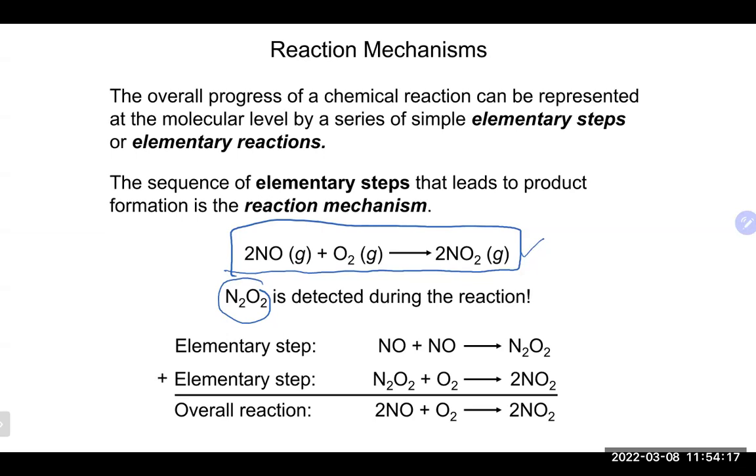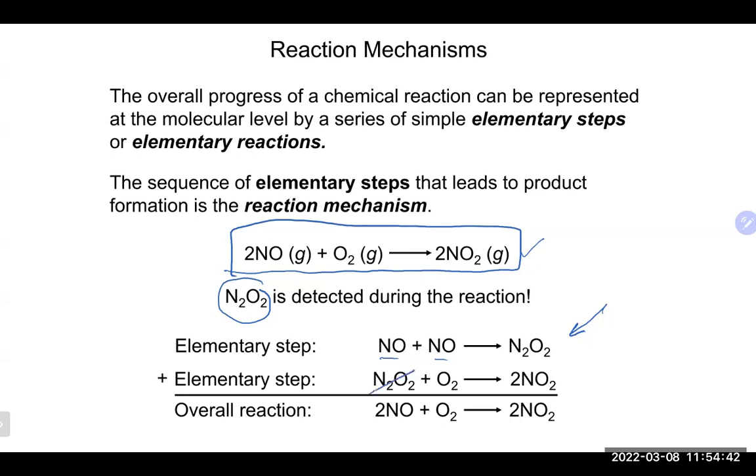It gets made through the production of these steps and then basically is completely gone at the end. So if we could propose a sort of mechanism, which is what we see here, where the first step, maybe a couple of NOs come together to make the N2O2, which would explain why it's seen during this reaction, followed by that N2O2 reacting with oxygen to make our NO2.